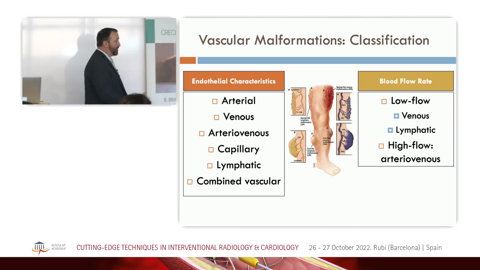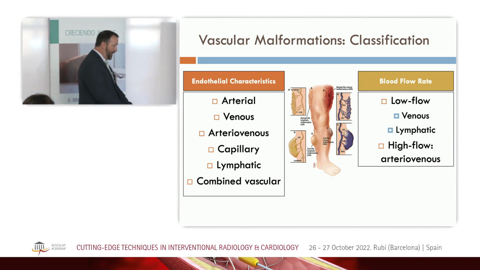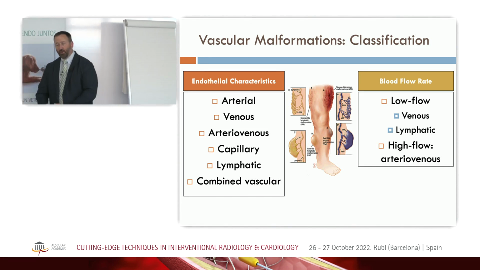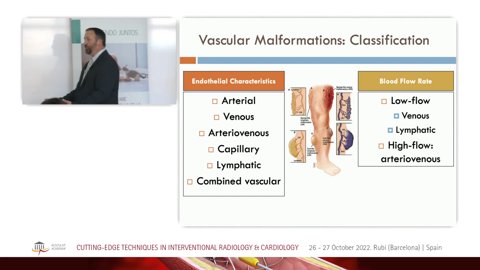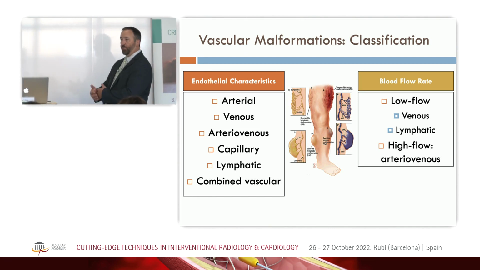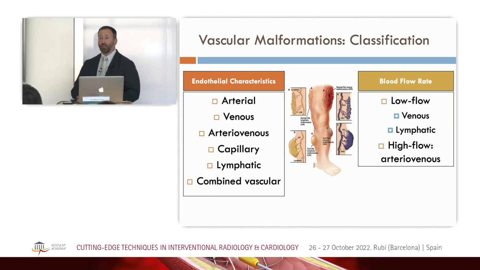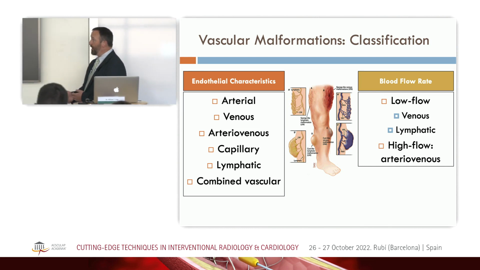The end organ for the arterial side is whatever that organ is that you're nearby. Hepatic artery, it's the liver. The gastroduodenal artery, it's the stomach and duodenum. But once you go into the venous side, let's say you're putting coils into a shunt, the end organ for that is going to be the heart and the lungs. So you kind of think about it in terms of that. And that's where these flow rates become important.